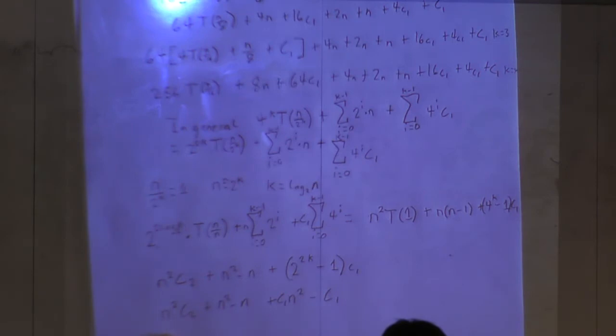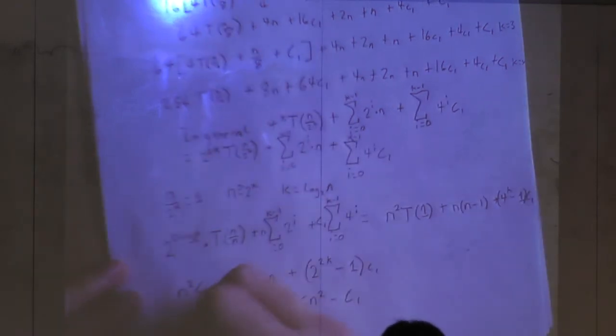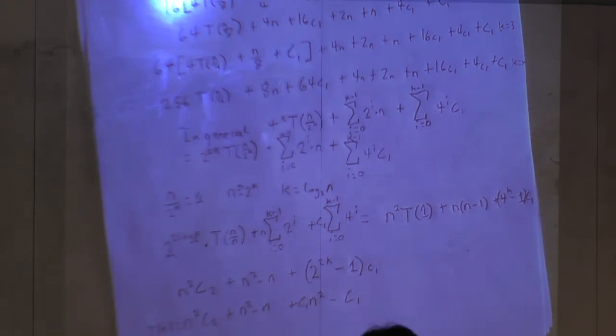Okay, so if you take this polynomial, this is what your t of n is equal to, right? So we have t of n is equal to this. We take the big O of this, it's O n squared. Okay, does everybody follow that?